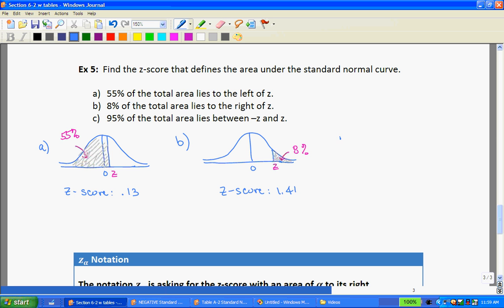And then let's take a look at C. 95% of the total area lies between negative z and z. So we have two values this time.